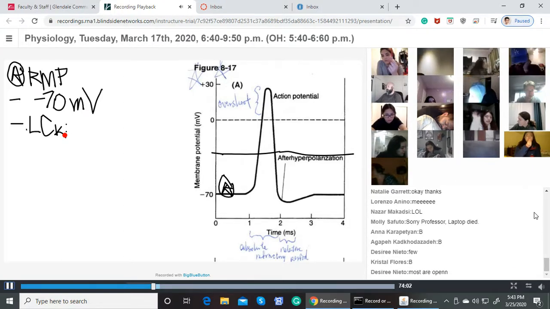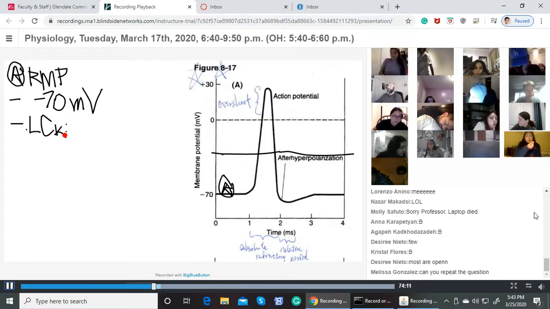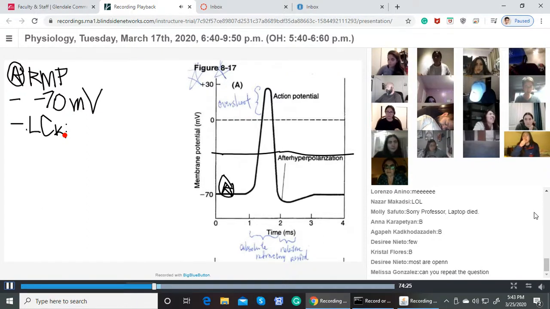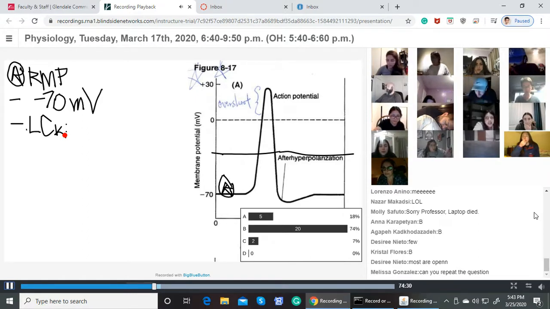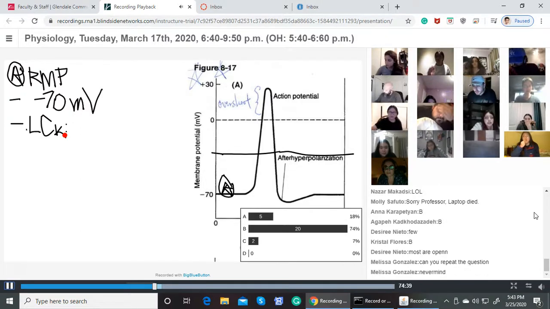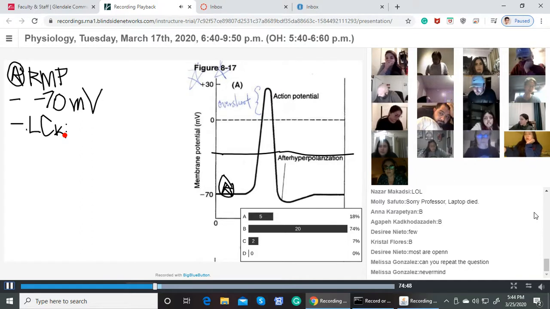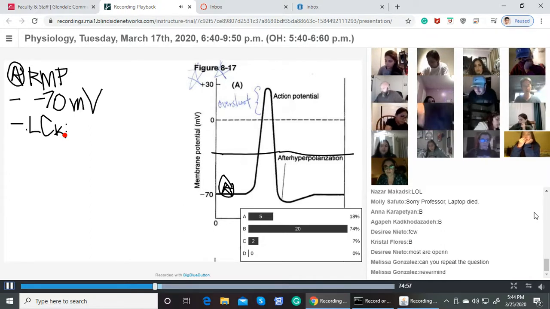25 students voted so far. 26 students voted. 27 students voted. All right, I'll show you the result. Okay, the correct answer is B. You guys are correct. So remember that the equilibrium potential of potassium, EK, is minus 90. At resting membrane potential, minus 70, it is very close to the minus 90 EK. Because it is very close to the equilibrium potential of potassium, many of the leak channels for potassium are open, but not completely.